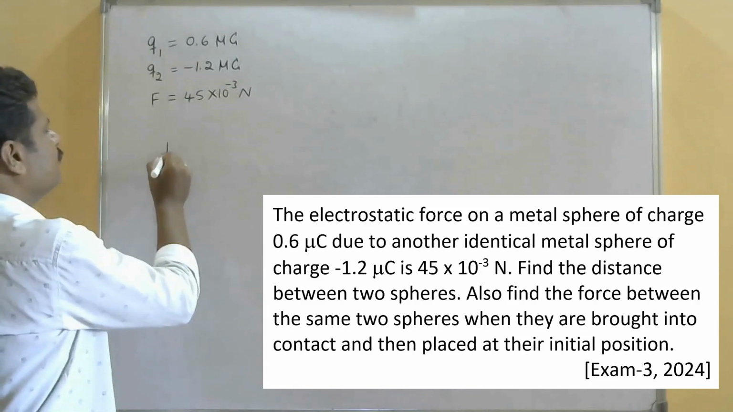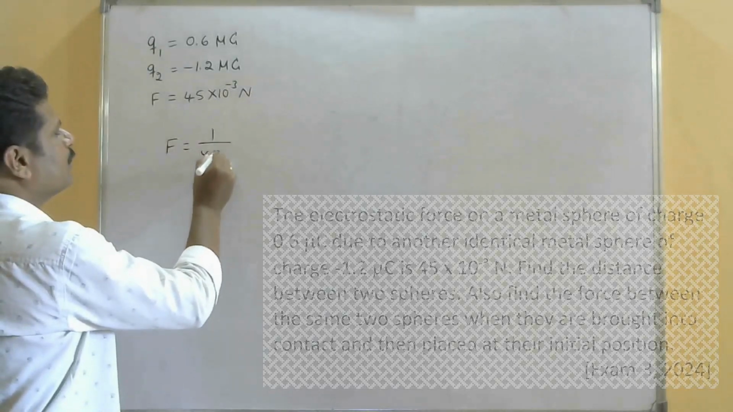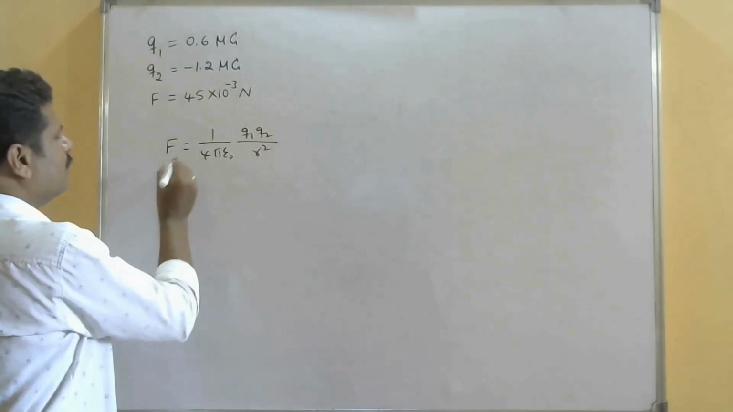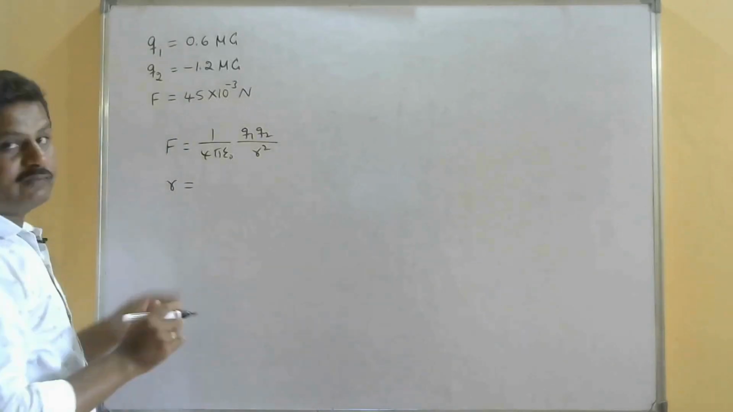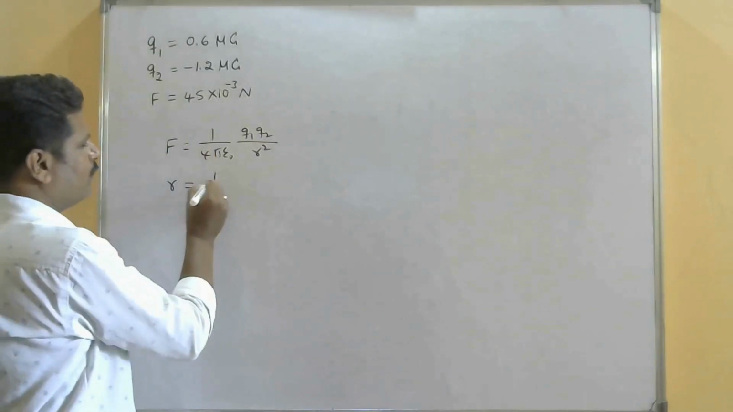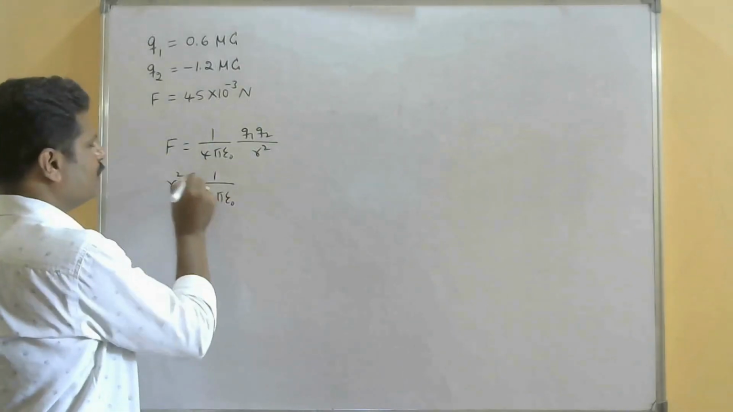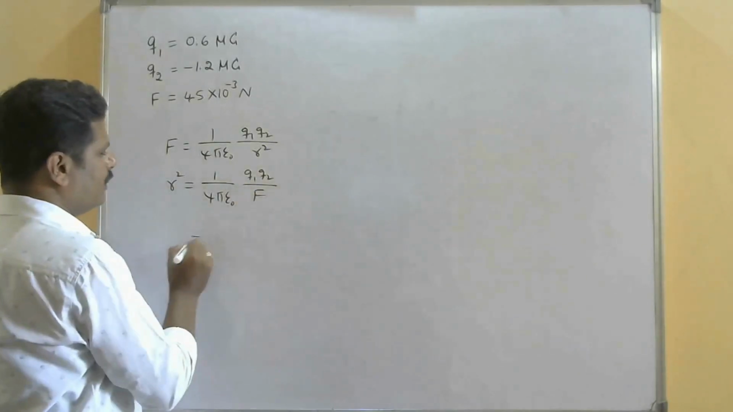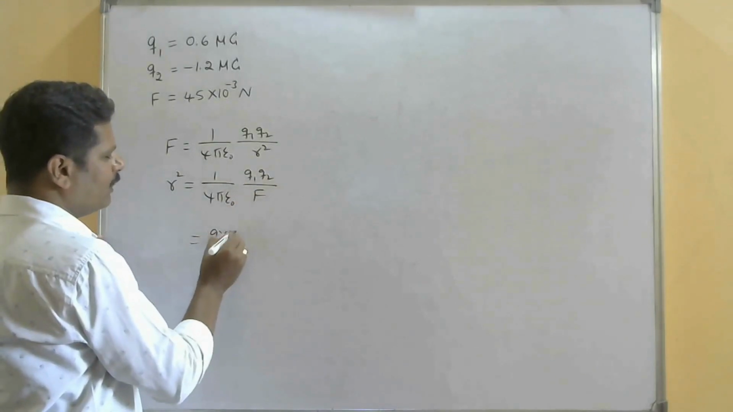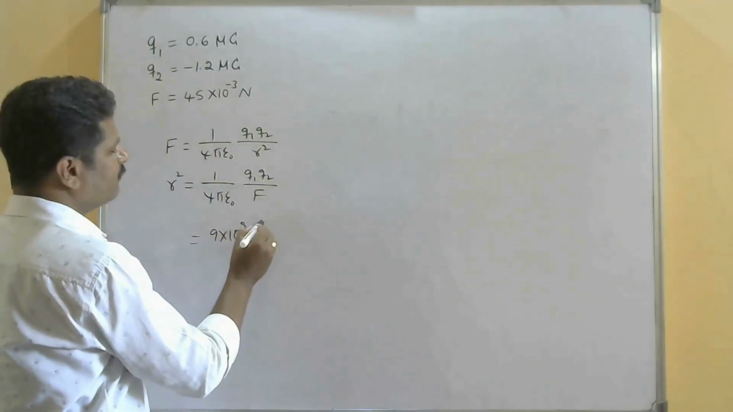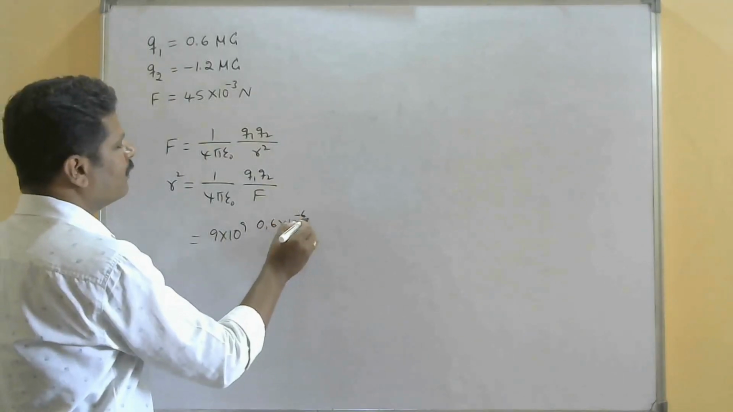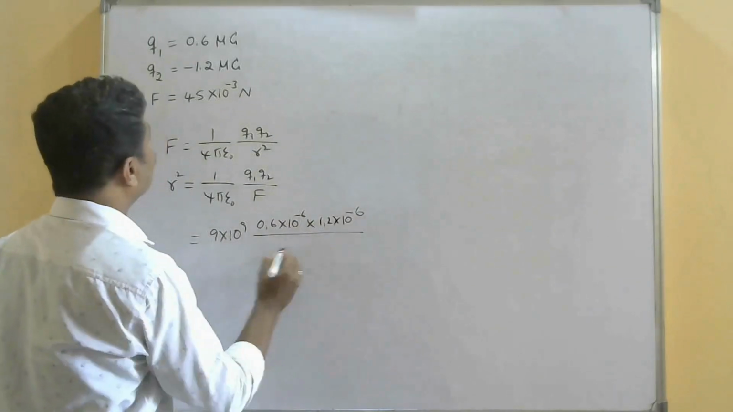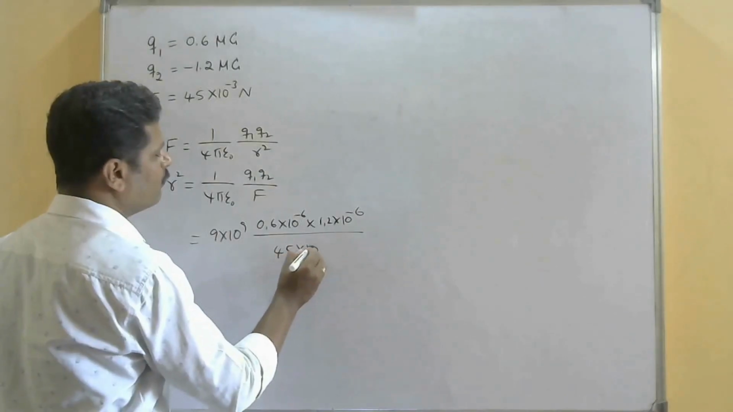We know that from Coulomb's law, F is equal to 1 by 4 pi epsilon naught q1 q2 by r square. So here make r the subject of the formula, because r is the distance between the two spheres. Let me take r square equal to 1 by 4 pi epsilon naught q1 q2 divided by F. And here 1 by 4 pi epsilon naught value is 9 times 10 raised to 9, q1 value is 0.6 into 10 raised to minus 6, and q2 is 1.2 into 10 raised to minus 6 divided by force, which is 45 into 10 raised to minus 3.